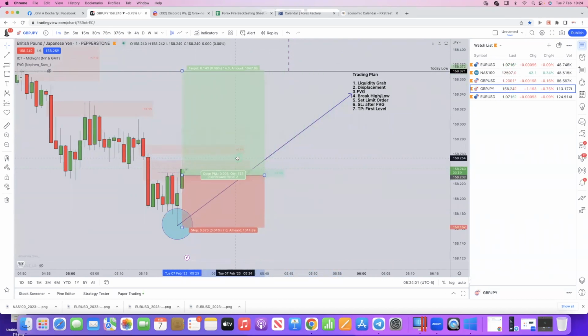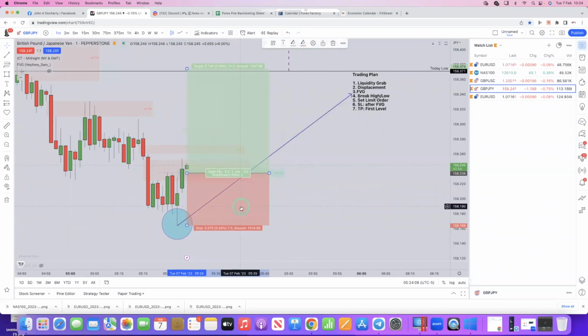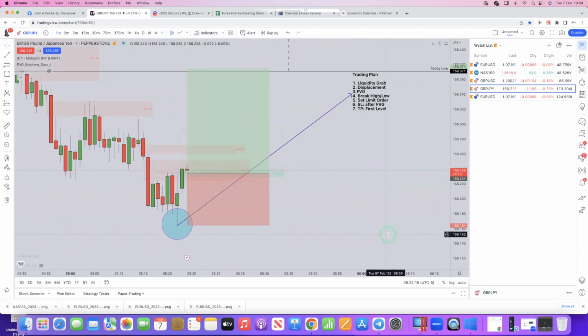So now we've got a fair value gap here. Okay. So we could say that this is where we're looking at. We'll get an entry touch on here. And we'll just watch what price action wants to do. Okay.